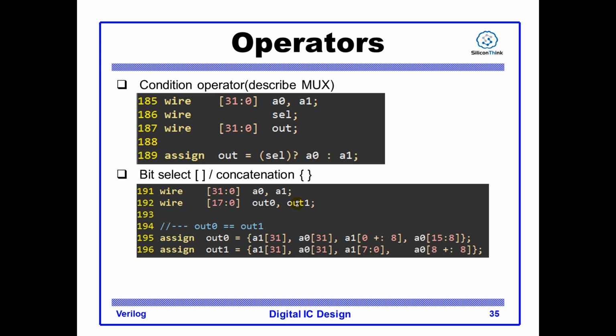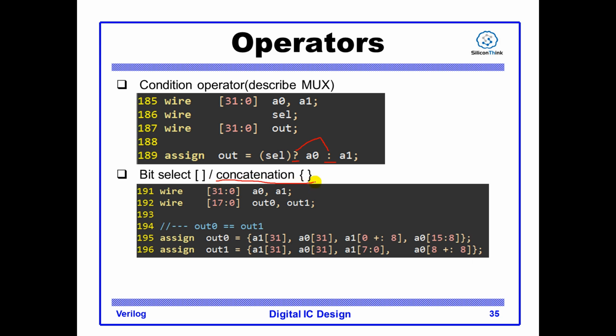Okay, let's go on with the condition operator. You have seen it before. Usually it's used to describe muxes. That is this symbol with this symbol. We have explained it before. The two combine together to get the condition operator.